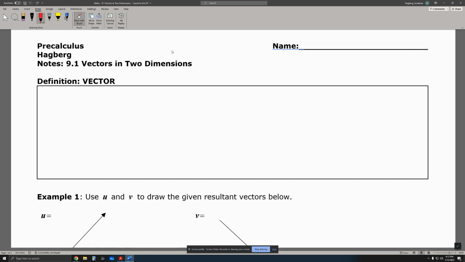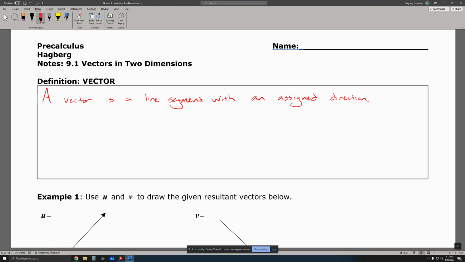Hi everyone. Today we're going to be looking at our notes for 9.1 vectors in two dimensions. I want to start just by defining what is a vector. A vector is a line segment with an assigned direction.